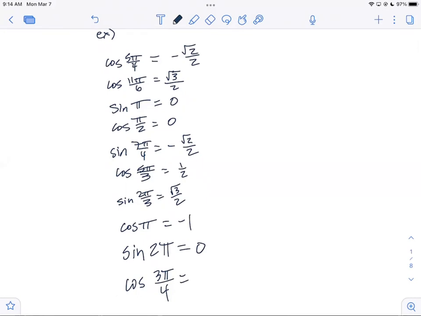3 pi fourths is square root of 2 halves, square root of 2 halves. 3/4 puts you in quadrant 2, just short of 1 pi. Well, it's some type of square root of 2 halves, but it's negative because in quadrant 2 we go left and up. So the cosine is negative there, and the sine is positive. Okay. So that's what we're doing tomorrow.